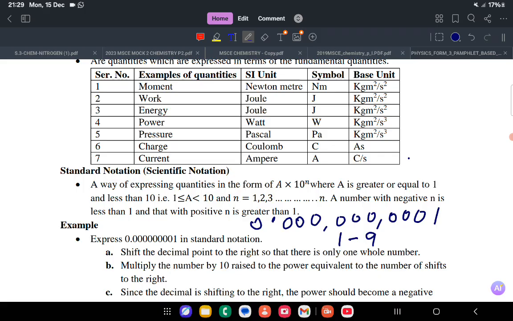Or 1 and 10. Okay, 1 and 10. Or let's say 1 and 9, and so on. Okay, so to write a number in standard form or scientific form simply means to write that number in a way that it lies between 1 and 9. All right, so let's go back to that example I gave.